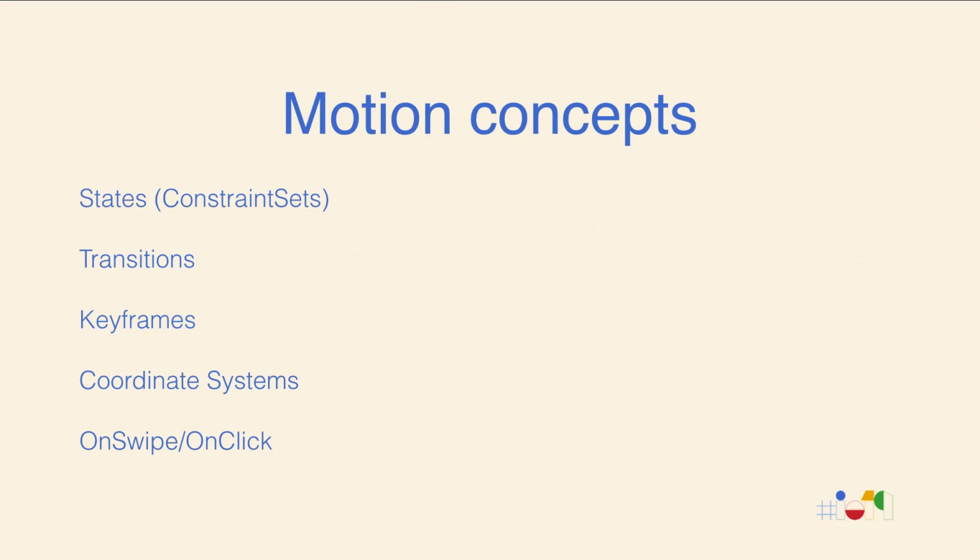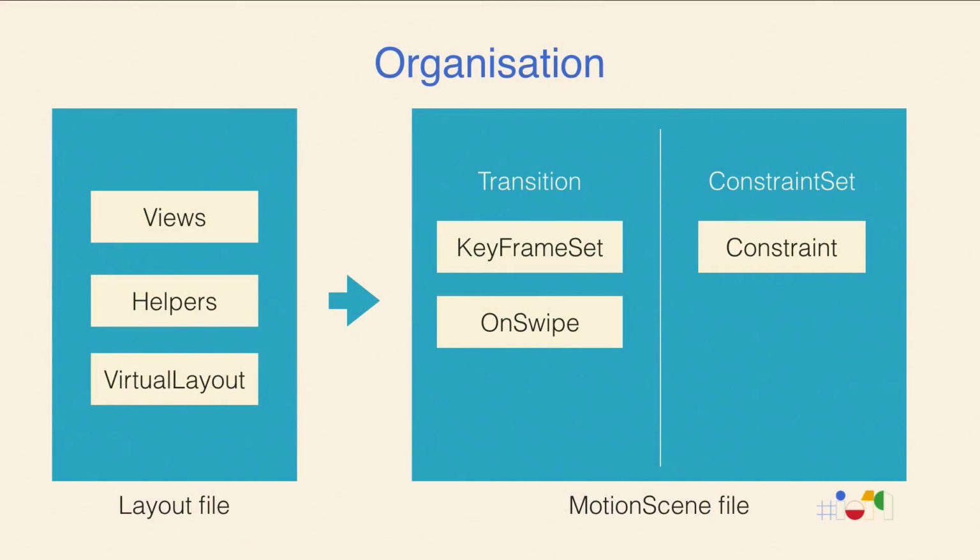The other thing that we build is a lot of clever unswipe and unclick behaviors. And actually, in the beta, there's some new stuff in there that's quite exciting. So how is it basically laid out? In your layout file, you'll have your views, your helpers, your virtual layouts, and it'll point to the transition, the constraint sets, essentially the motion scene file.